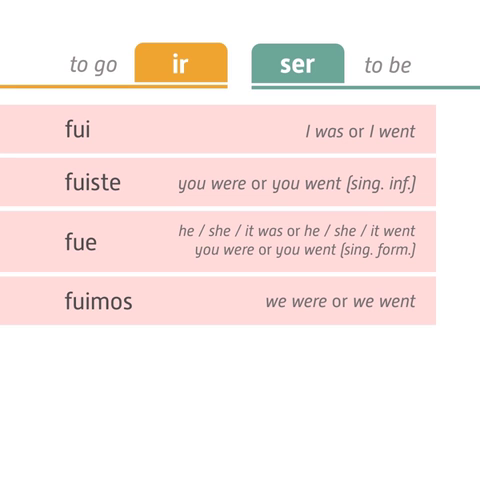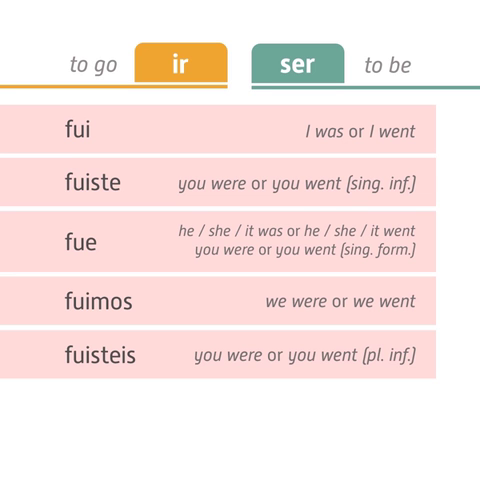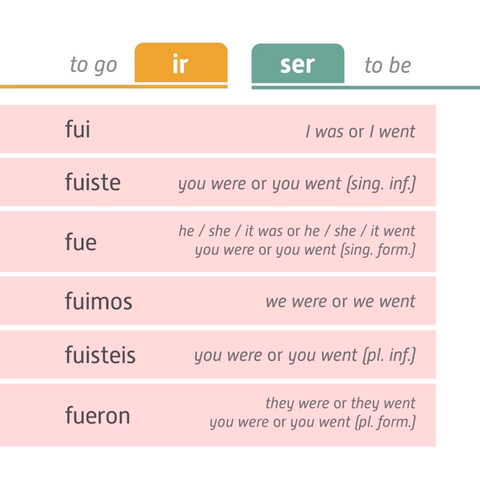Fuimos, meaning we were or we went. Fuisteis, meaning you were or you went when you is plural and informal. And fueron, meaning they were or they went. It can also mean you were or you went when you is plural and formal.